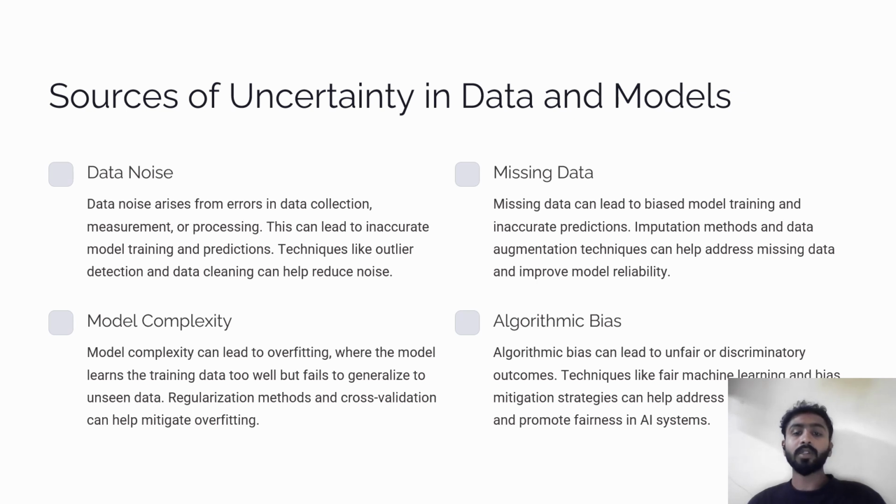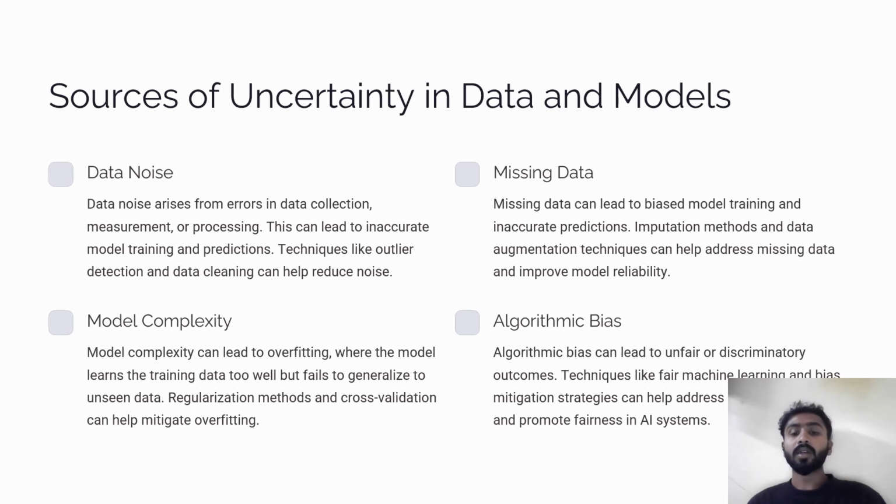Sources of uncertainty in data and models. Data noise, missing data, model complexity, algorithmic bias. Data noise arises from errors in data collection, measurement, or processing. This can lead to inaccurate model training and prediction. Techniques like outlier detection and data cleaning can help reduce noise.